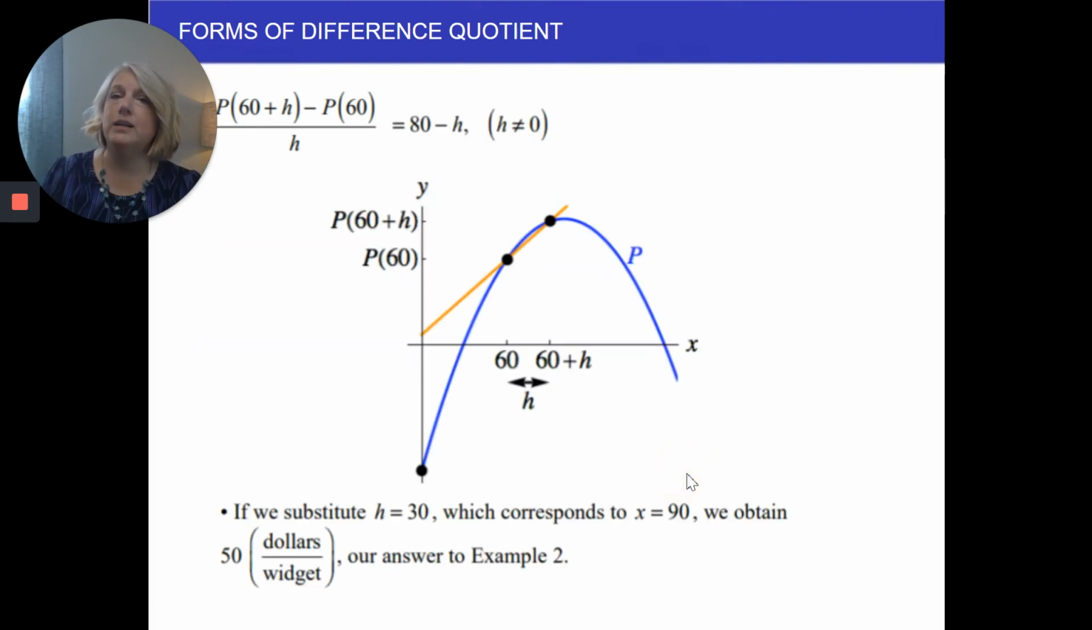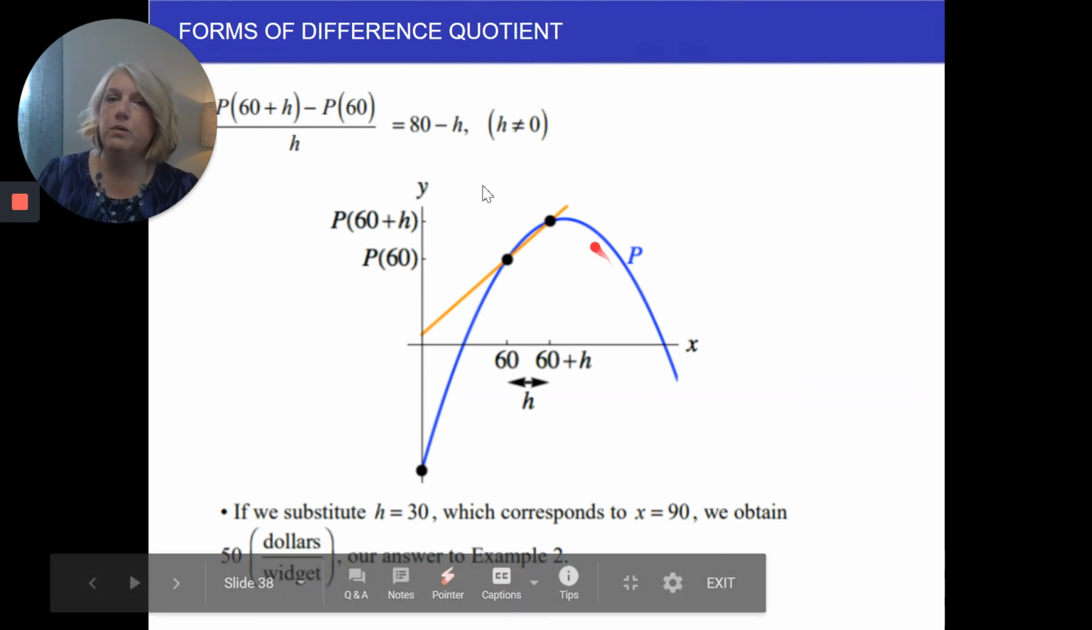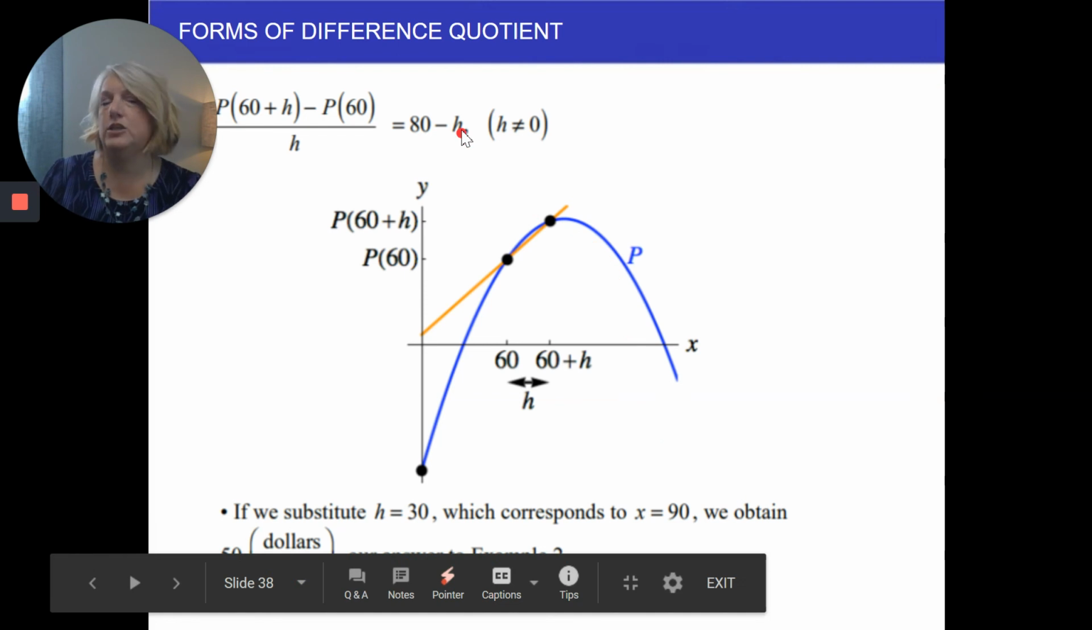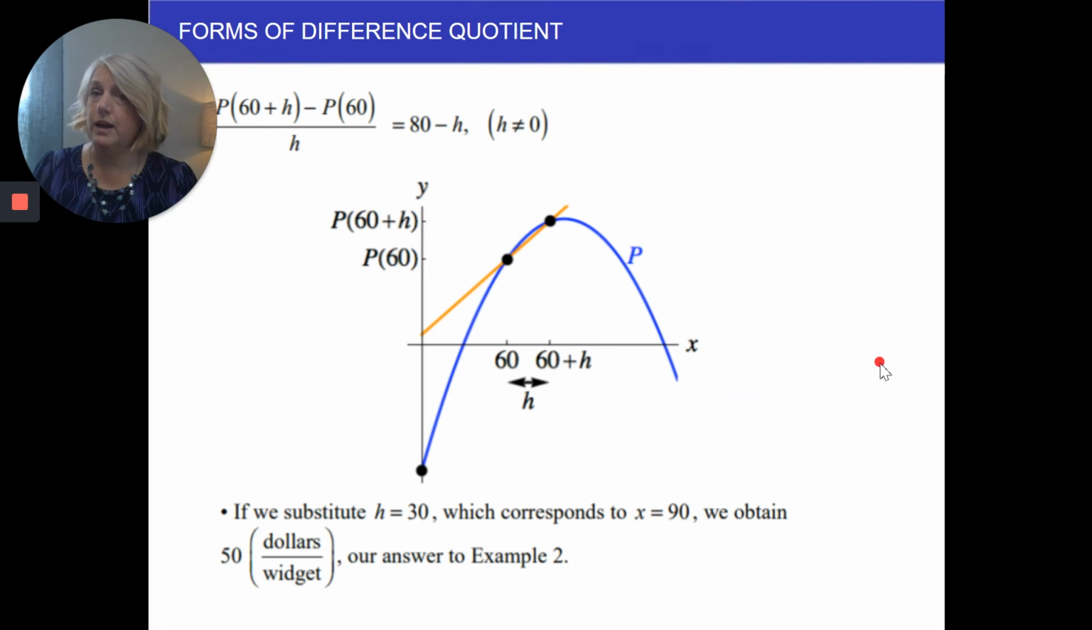So if we go back to the same problem and we say 90, when we're looking at from 60 to 90, our h would be 30. So I simply would plug in 30 into the h, and so 80 minus 30, I get the $50 per widget that we would have gotten before.